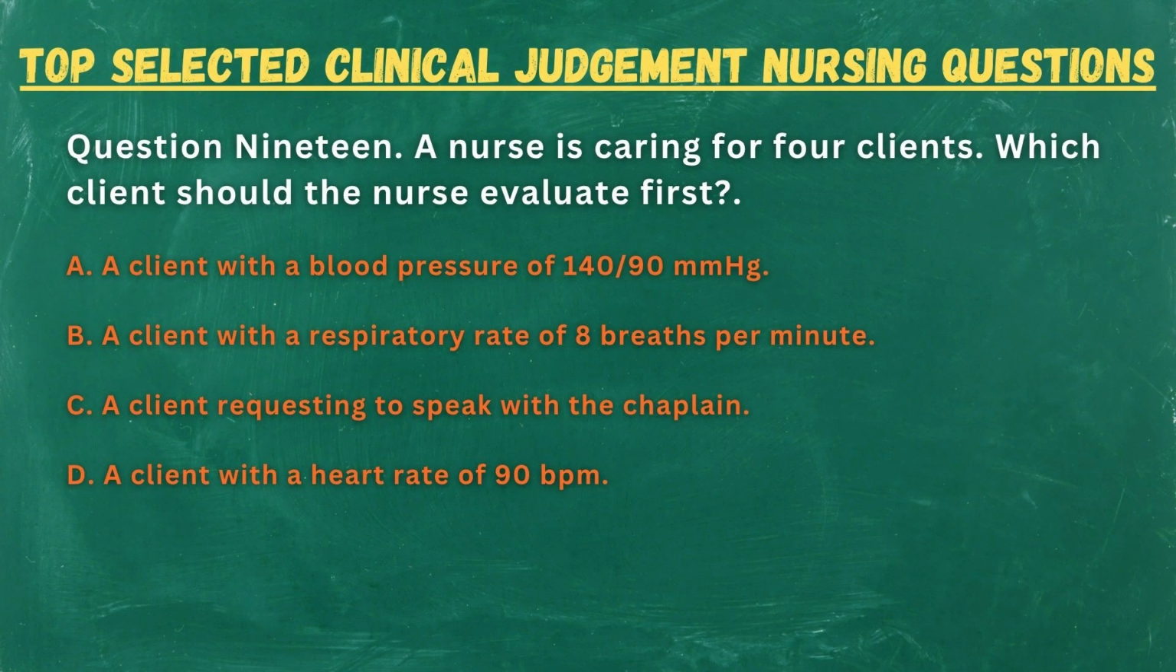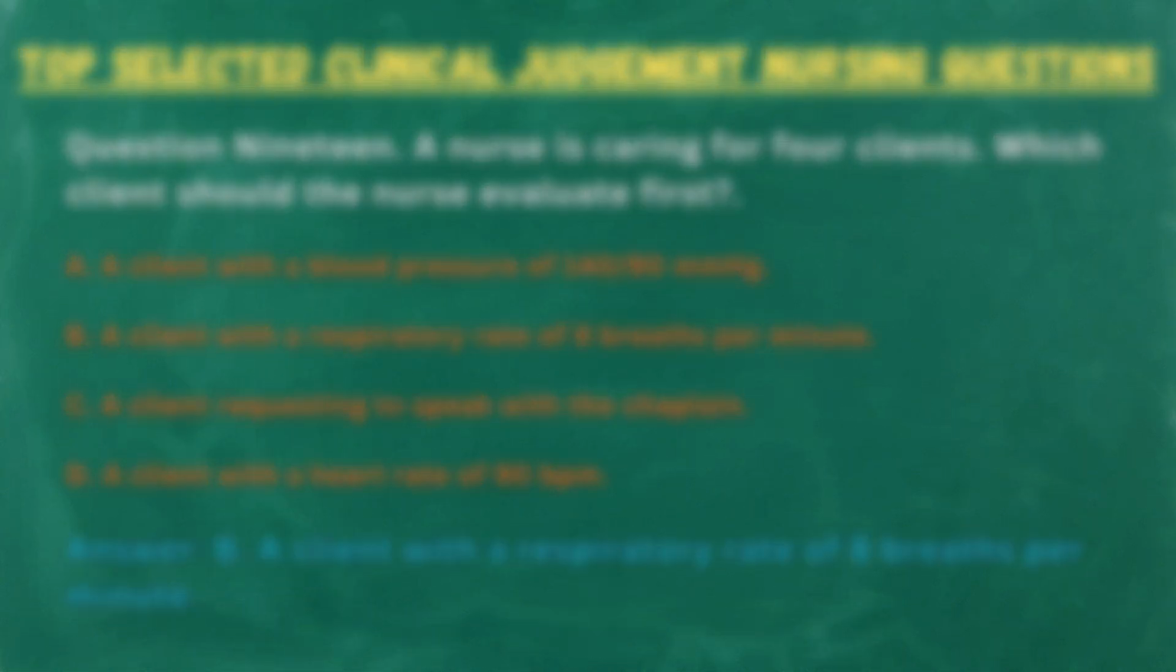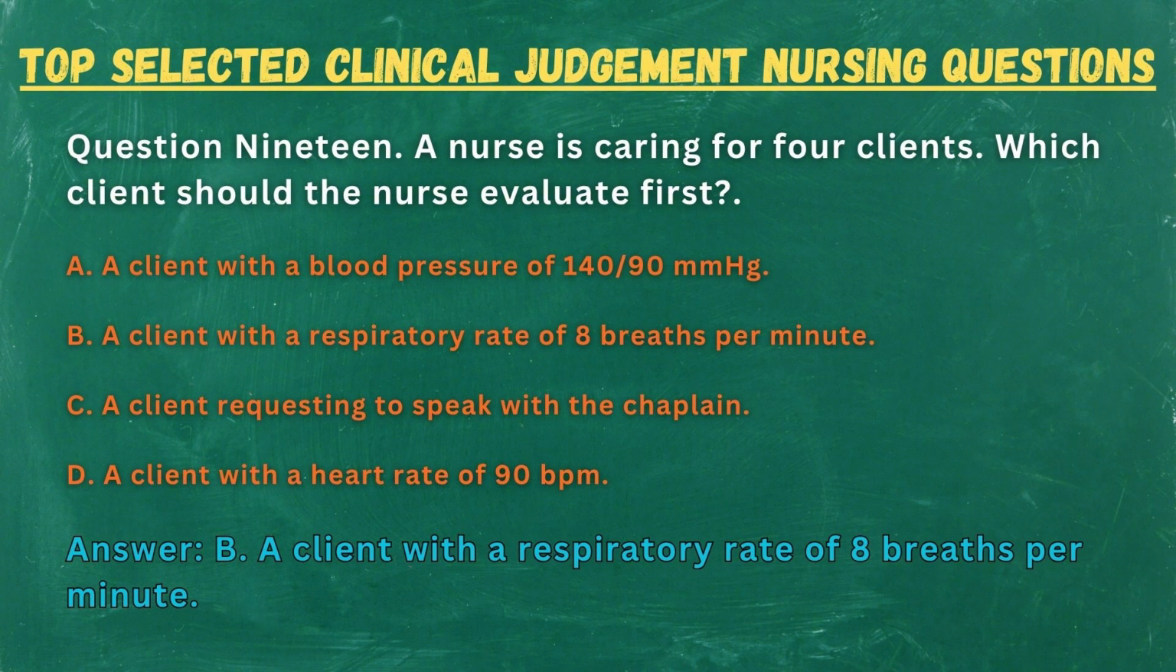Question 19. A nurse is caring for 4 clients. Which client should the nurse evaluate first? A. A client with a blood pressure of 140/90 mmHg. B. A client with a respiratory rate of 8 breaths per minute. C. A client requesting to speak with the chaplain. D. A client with a heart rate of 90 BPM. Answer. B. A client with a respiratory rate of 8 breaths per minute.